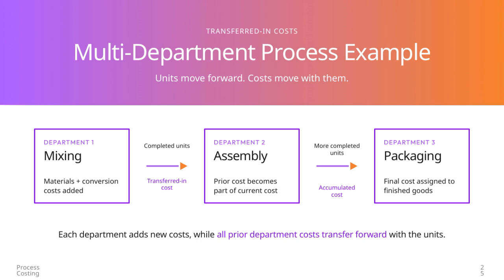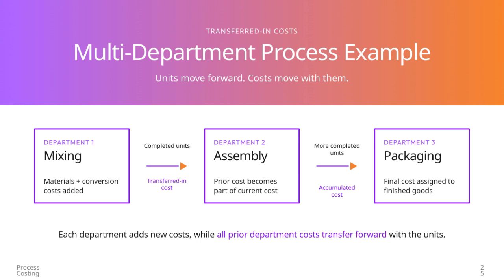In Department 2, the assembly stage, the costs from Department 1 are now part of the current costs. Additional costs are added as more work is done, resulting in more completed units with accumulated costs. Then, these units and their combined costs move on to Department 3, packaging. Finally, in Department 3, the final cost is assigned to the finished goods.